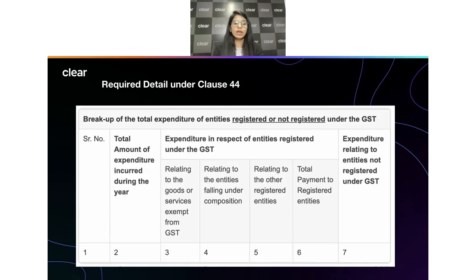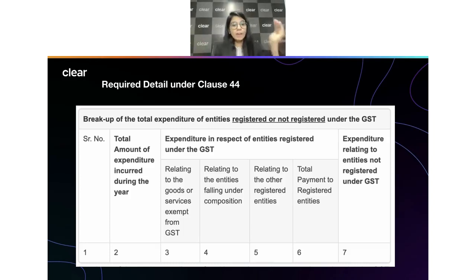Now, we just talked about the total expenditure which was incurred. Now we have to give the breakdown, right? We talked about this is my total expenditure. Now we say out of this total expenditure, this was the total expenditure in respect of the purchases I have made from the registered person, right? So I may always do certain purchases from the registered person.